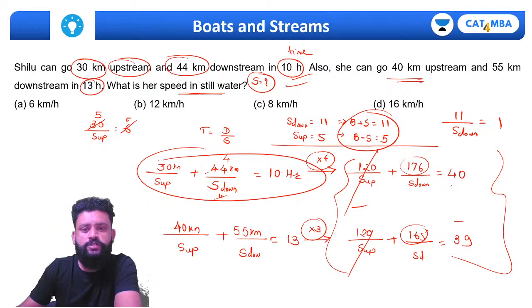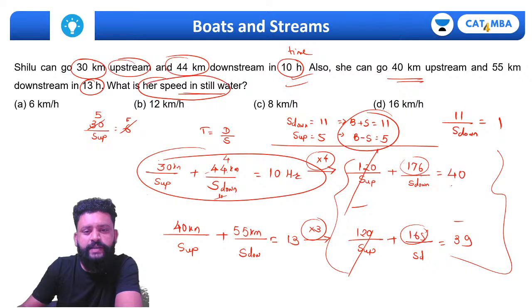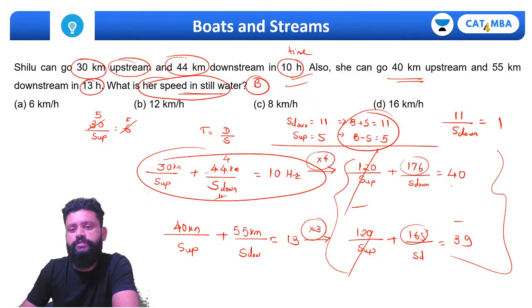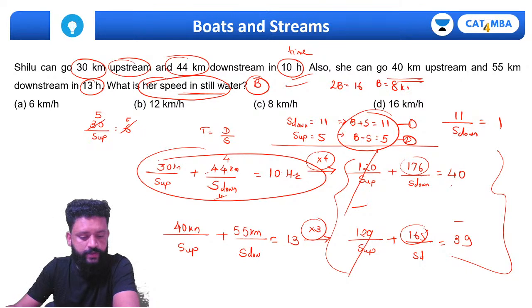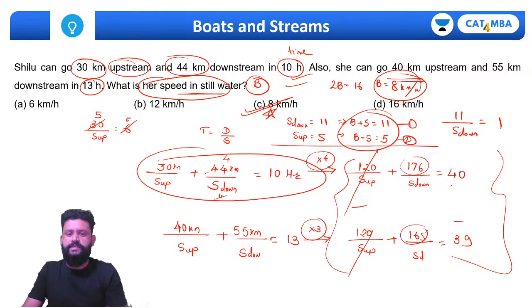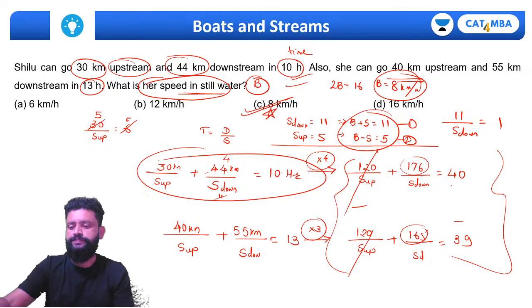okay, we are not supposed to calculate the value of S. We are supposed to calculate her speed in still water. Sorry, we are supposed to calculate the value of B. So if we add these two equations, 1 plus 2, 2B is equal to 16. So B has to be 8 kilometers per hour. Hopefully all of you understood. That's the simple question from boats and streams, a straightforward question.